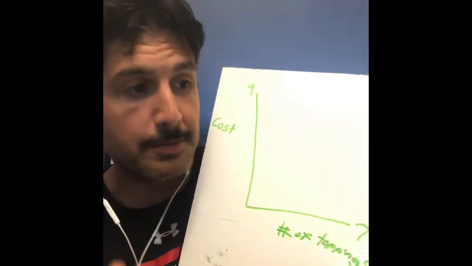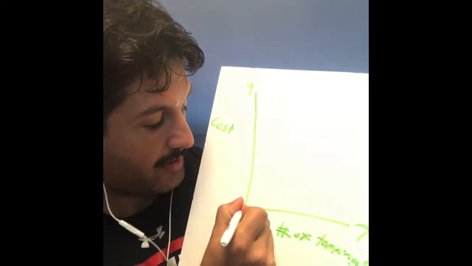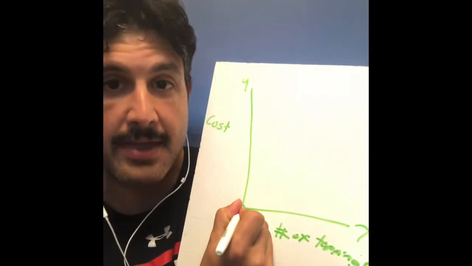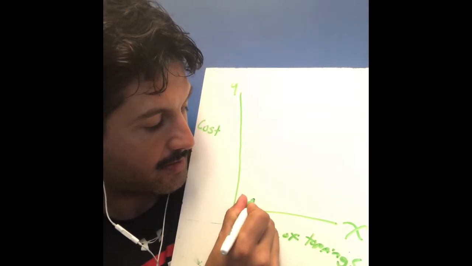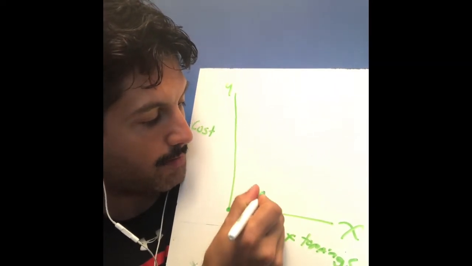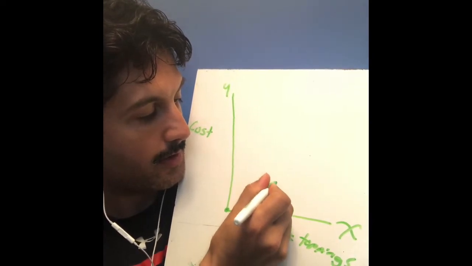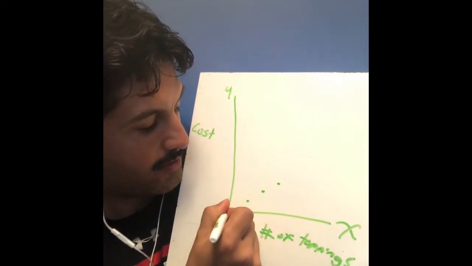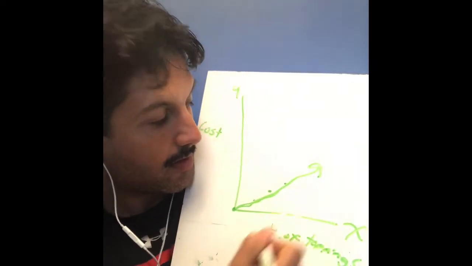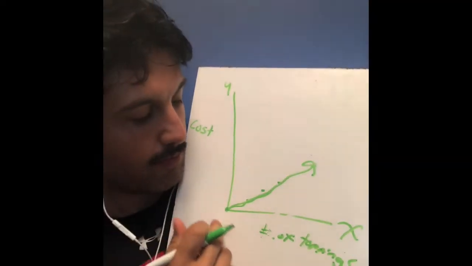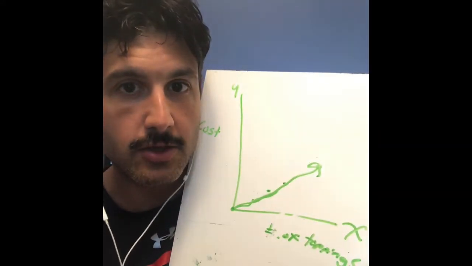Now, in this particular scenario, if you had 0 toppings, you would start at 0, 0. Then if you had one topping, you'd go up 50 cents. If you had 2 toppings, you'd go up another 50 cents, and then another topping, you go up 50 cents. And so there's a straight line with a jump of 50 cents for every topping that you increase.